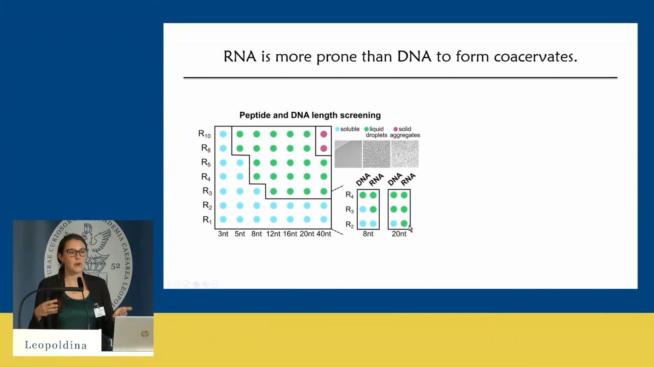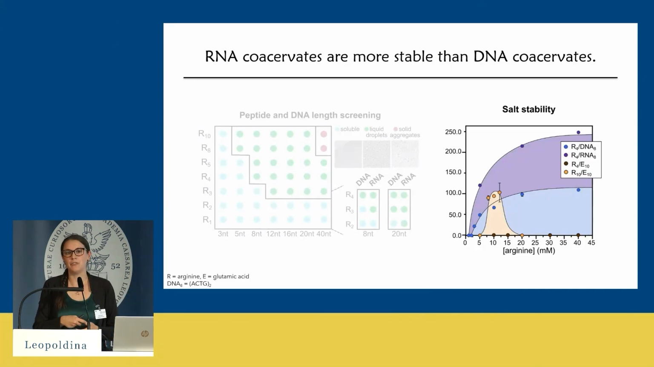So RNA coacervates are more prone to form compared to DNA, or at least RNA is more prone to form coacervates with very simple peptides compared to DNA. Same kind of phase diagram I've shown you before. The purple area is where you can form coacervates with RNA. You can see that it's much bigger compared to DNA, that is the blue area. So this is already something interesting.